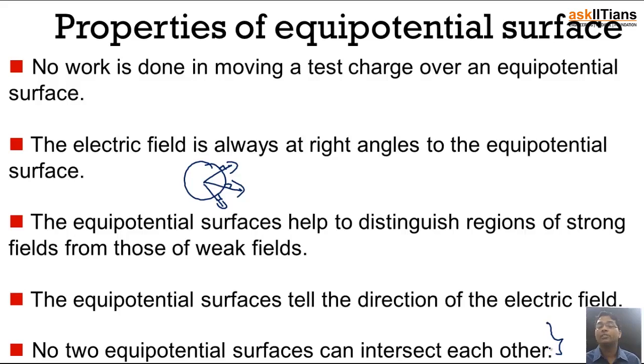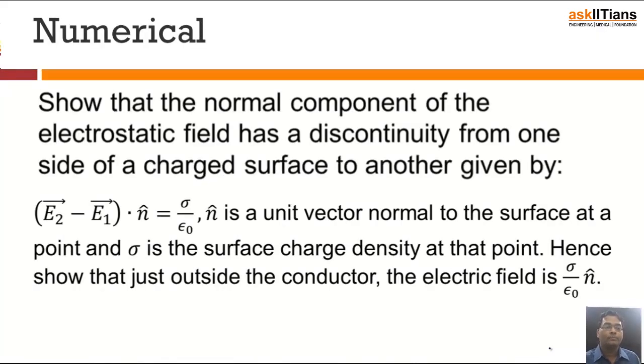If you have two equipotential surfaces intersecting each other, that means there are going to be two directions of the potential. So there can be a possible value of potential difference, which cannot be possible at all at an equipotential surface. So this has to be always kept in mind, right? Okay, now let's understand a numerical.